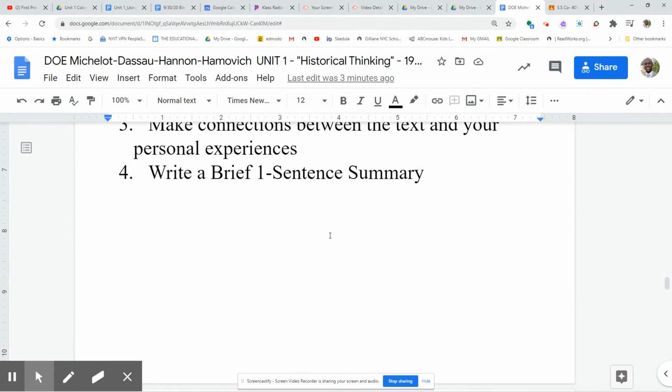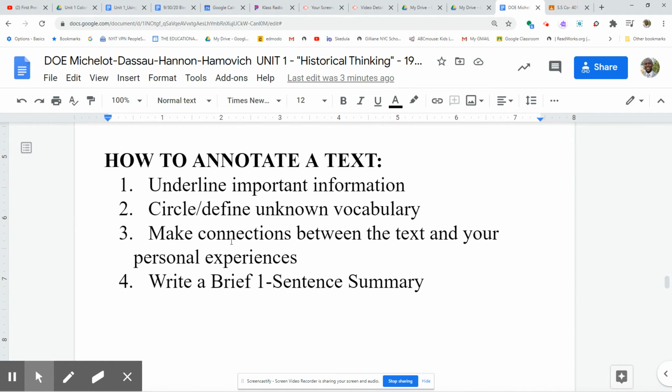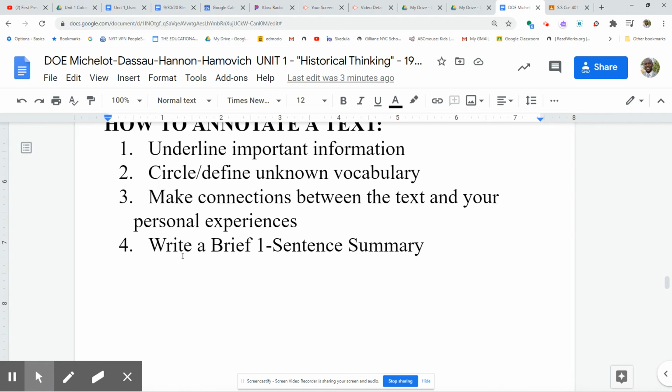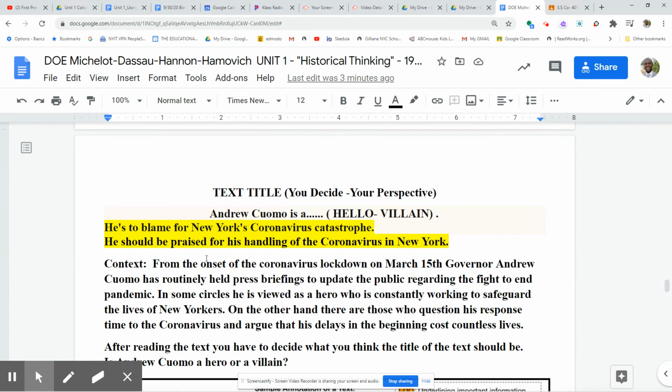After this is complete, we're going to talk about annotating a text. Now, these are the key parts as to how you annotate a text. First, you have to underline important information. Then you circle and define unknown vocabulary. You make connections between the text and your personal experiences. And then you write a brief 1 to 2 sentence summary to capture what you think the text is talking about, sort of the main idea.